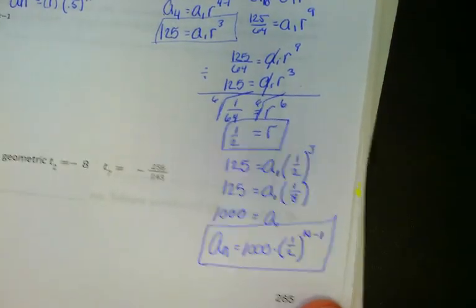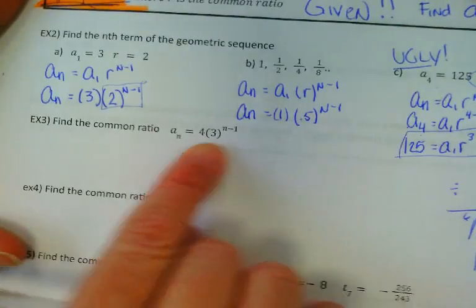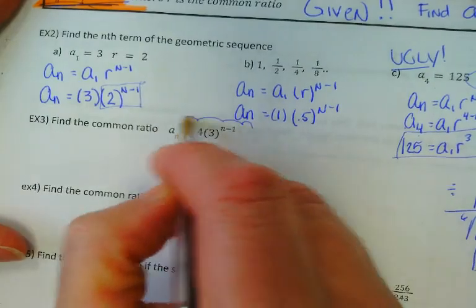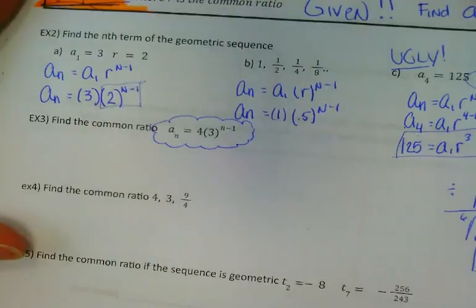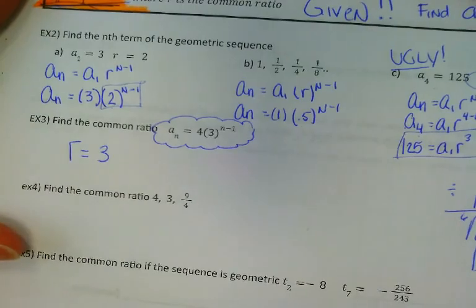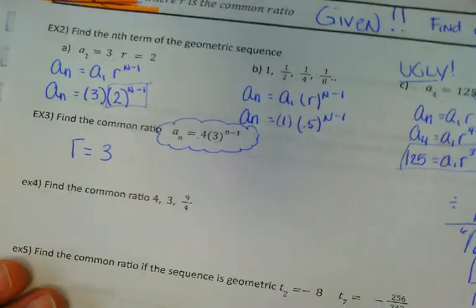All right, let's look at example 3. If they give you this rule, you should just be able to look at it and know the answer. Find the common ratio. Look at this rule. Who is in the ratio spot? How simple is that? Ratio equals 3. What's a sub 1? 4. A sub 1, ratio. They just asked for the ratio.